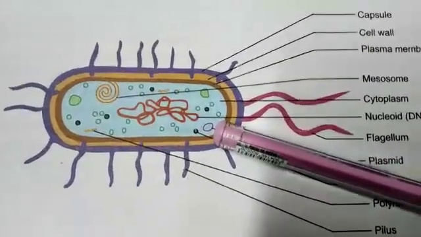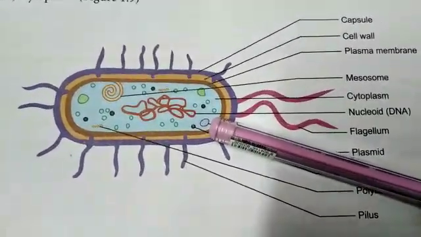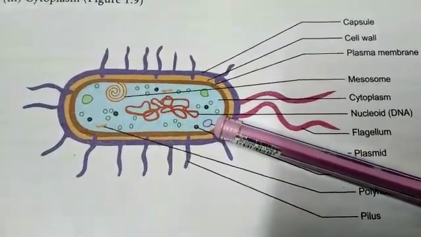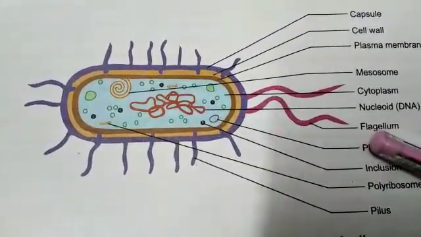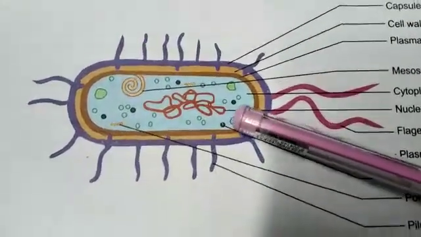Next one is the plasmid. A plasmid is an extrachromosomal, double-stranded, circular, self-replicating autonomous element. This is the plasmid.